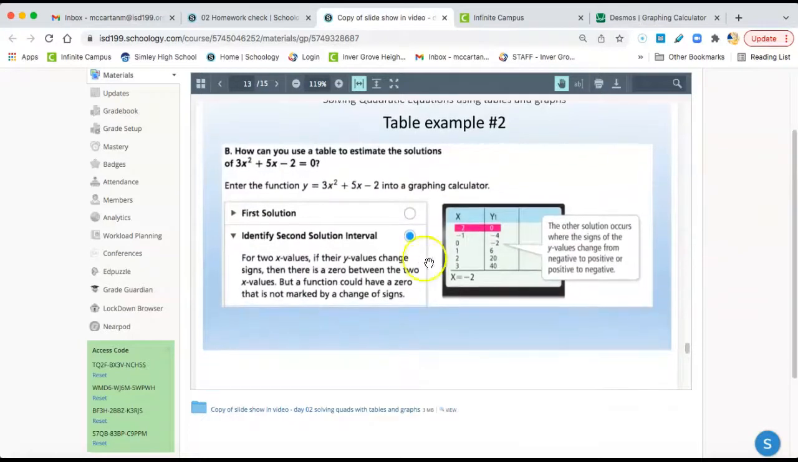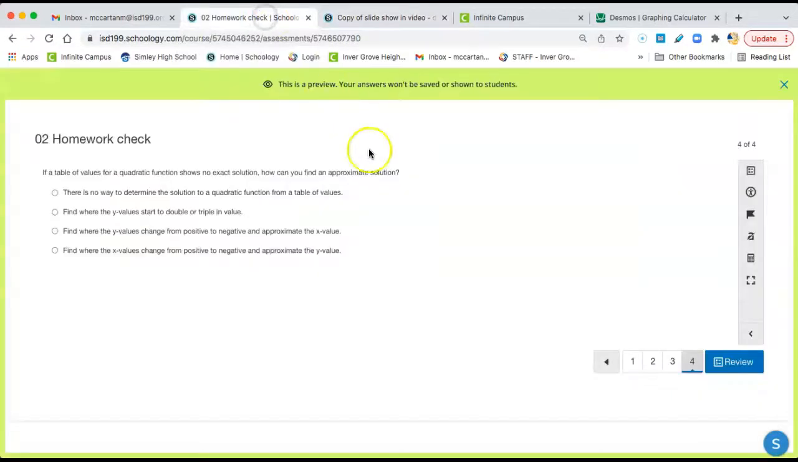But sometimes it doesn't actually show the 0. You can see where it goes from negative to positive or from positive to negative. It must have crossed through 0 right here somewhere. So you can go back to the x and approximate between 0 and 1. The solution is somewhere between 0 and 1. You can say, well, it's a half. Find where the y values change from positive to negative and approximate the x value. That's it.